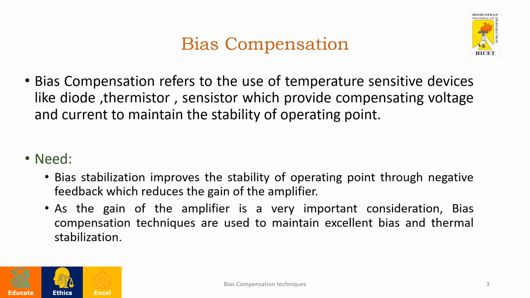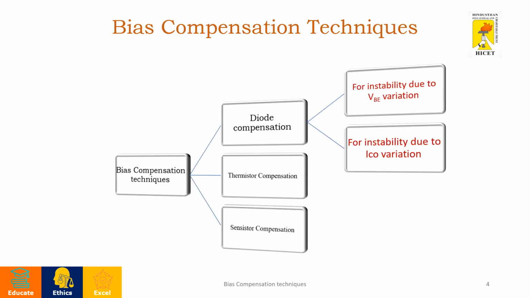Why is it needed? Bias stabilization improves the stability of operating point through negative feedback only, but it reduces the gain of the amplifier. Since the gain of amplifier is a very important consideration, we go for bias compensation technique, which provides excellent bias and thermal stabilization. Bias compensation techniques are diode compensation, thermistor compensation and sensistor compensation.